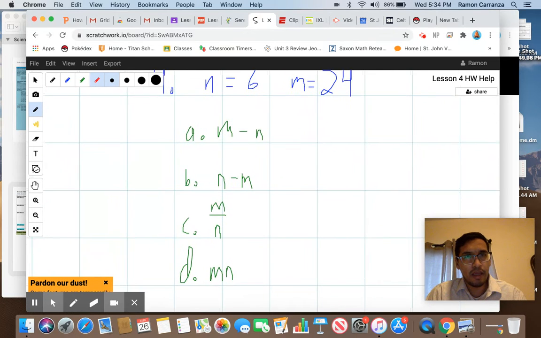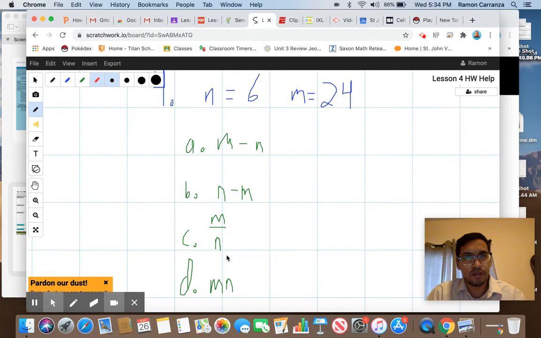For 4a through d, we want to evaluate these expressions when n equals 6 and m equals 24. So all that there is to do is to rewrite the expressions and keep the operation, but instead of m, we replace it with the value that is given to us, which is 24. Instead of n, we replace it with the value given to us, which is 6. And here, this one's actually in the reverse order, so we have 6 minus 24.